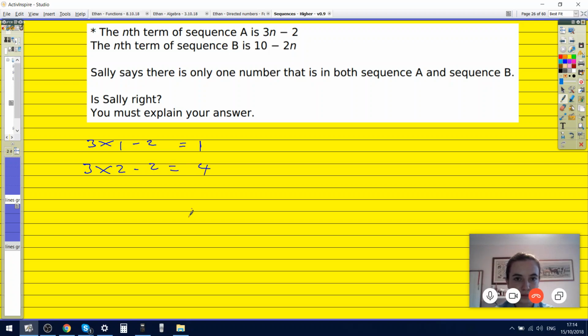And what are they going up in? And then 3 times 3 minus 2 is 7. And what are they going up in each time? 3. Yeah, and that's the common difference, 3. And so what will this first sequence be if you continued it on? Then 10, yeah, 13. Okay, we'll stop there and we'll go further if we need to.